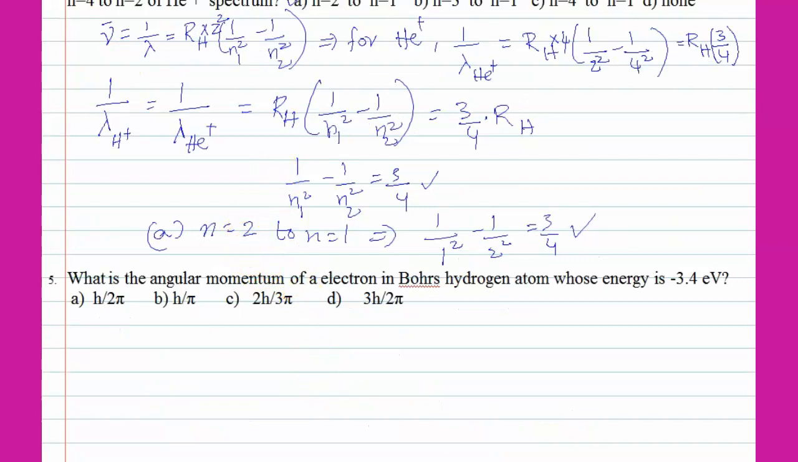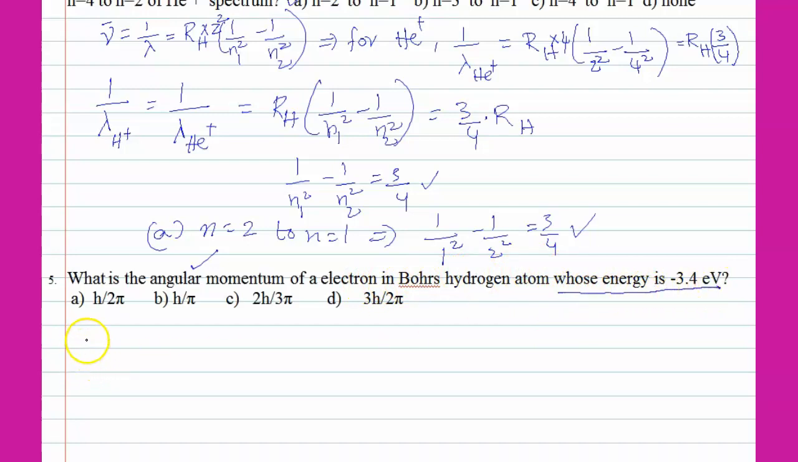What is the angular momentum of an electron in Bohr's hydrogen atom, whose energy is 3.4 electron volt? So they gave options. Actually students, we have to find out the angular momentum. See this, they gave the energy value also.